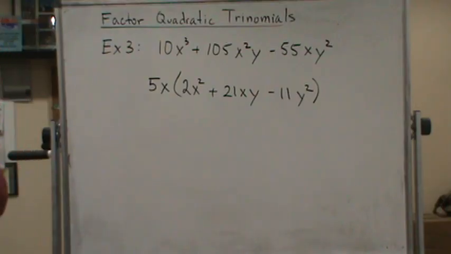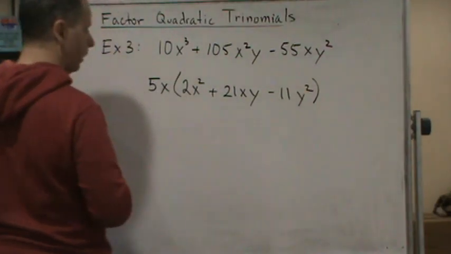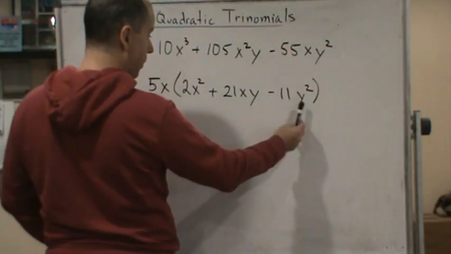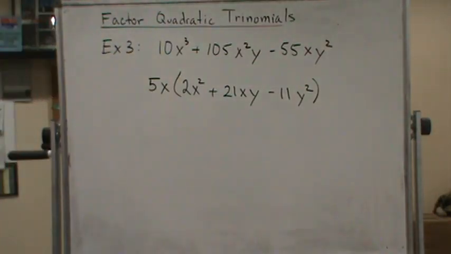Okay, now, if I look at this here, it is quadratic in x, right? But it's also quadratic in y. So how do we go about doing this? Well, we're going to do it the exact same way that we did before, the trial and error technique that we were talking about before.